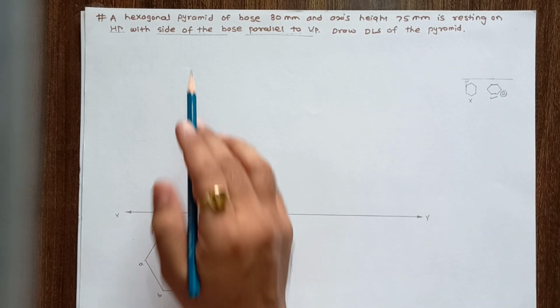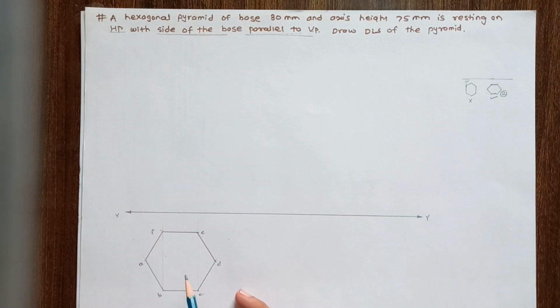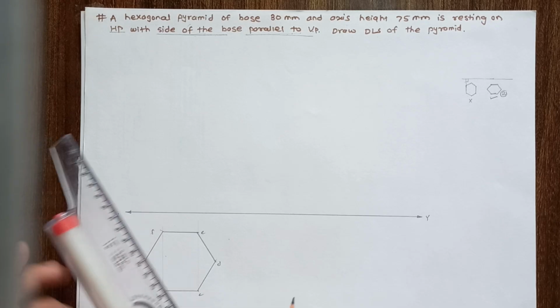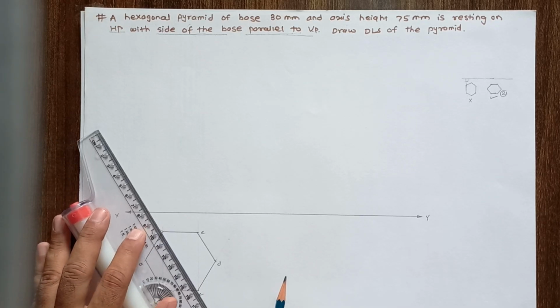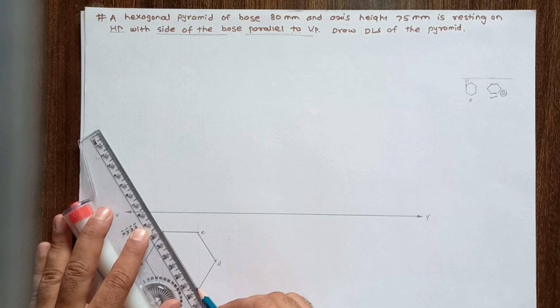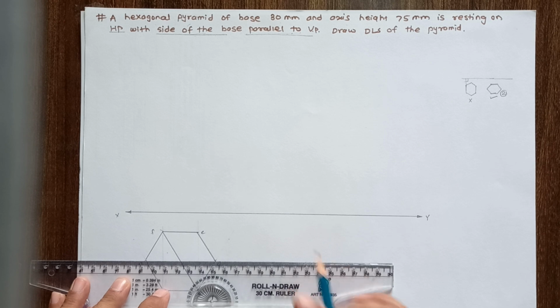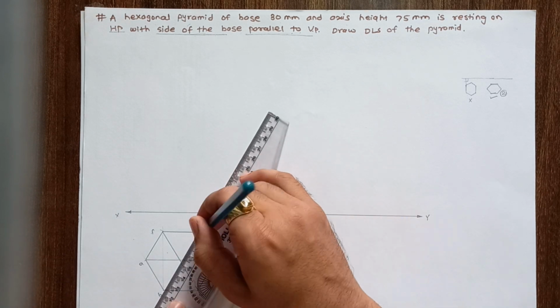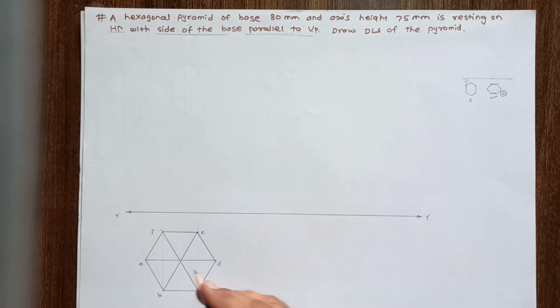This is not a top view of a pyramid, but this is a top view of a prism. So here in the problem statement, a pyramid is asked. So find the apex or join the corners of this hexagonal plane. Now here you can see, if we join all the corners, we get apex O and 1, 2, 3, 4, 5, 6 triangular faces. 6 triangular faces we get in the top view.